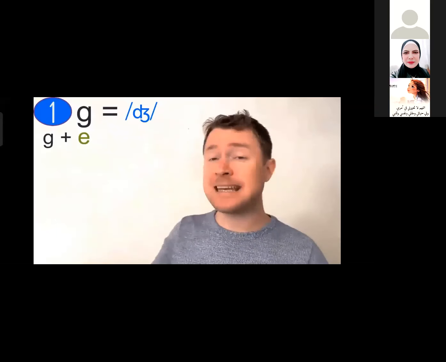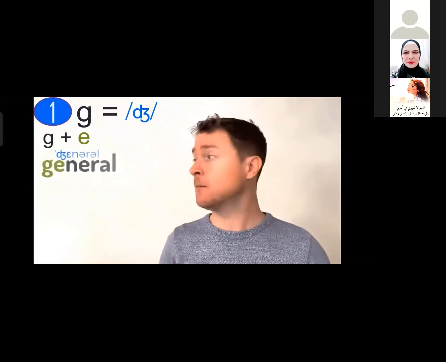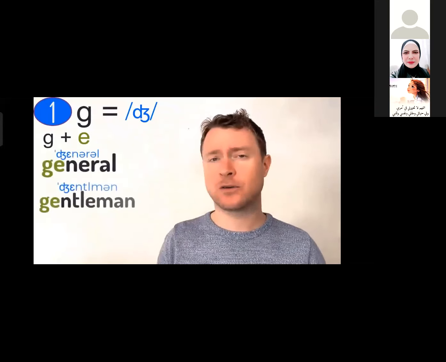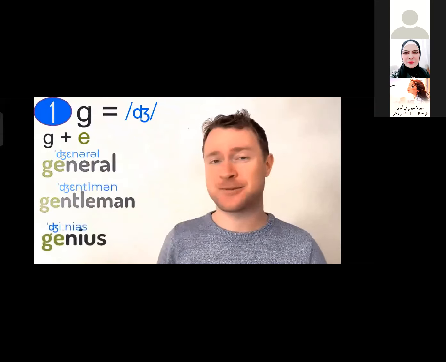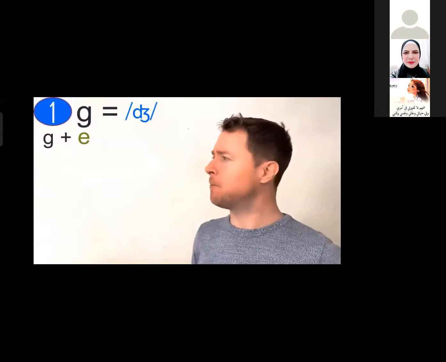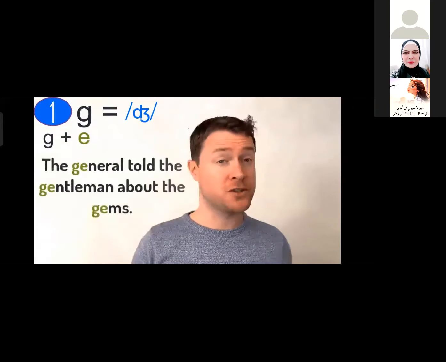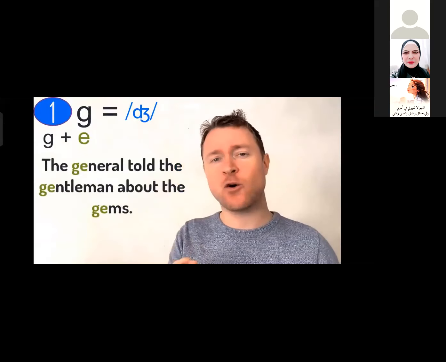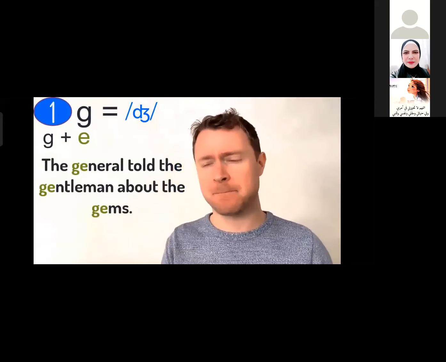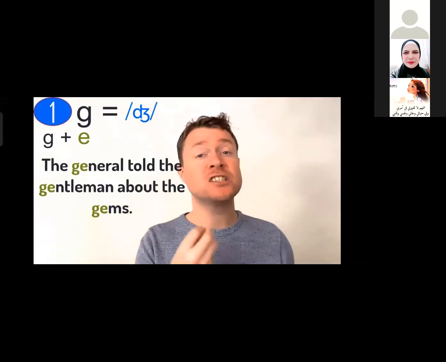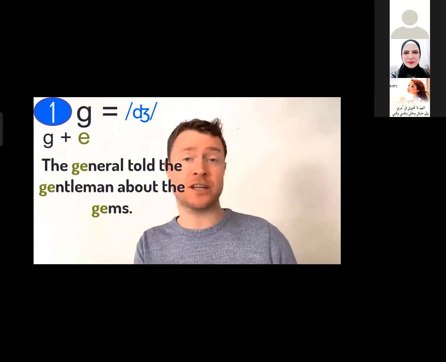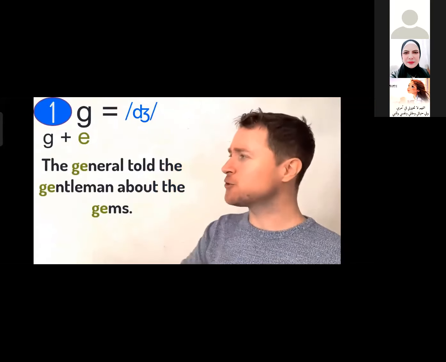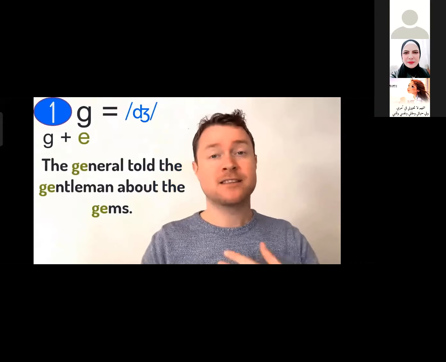And remember, at the beginning, it sounds like this. General, gentleman, okay, and genius. Let's try a practice sentence with this one. The general told the gentleman about the gems. You can hear that J, J, J. General, gentleman, gems. The general told the gentleman about the gems.